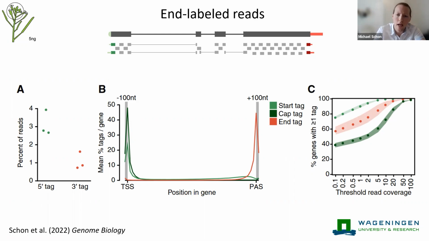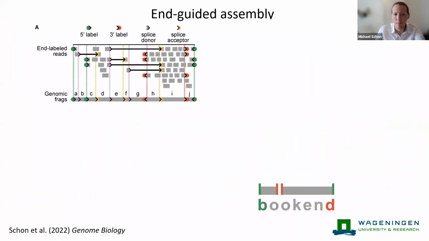abundant enough that a majority of sequenced genes actually do contain at least one start and end tag. And so this was encouraging enough for me to move forward and think about how ends could be incorporated into an assembly algorithm.